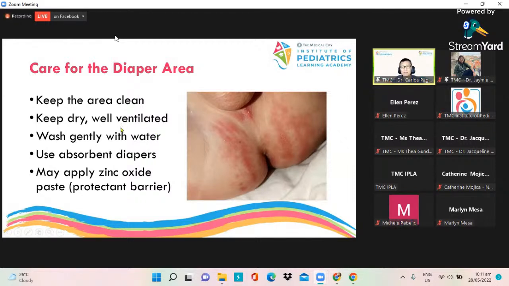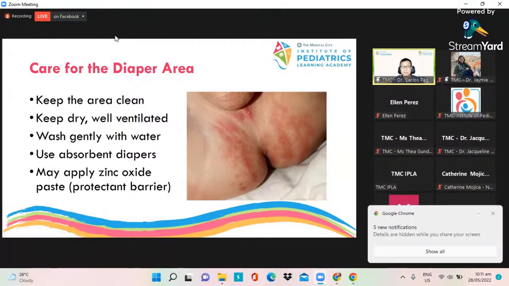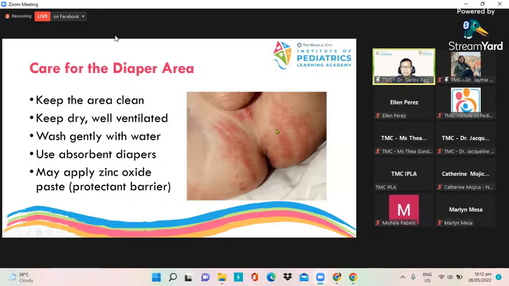You can, but you might produce more irritation. Also, I think you might be able to save a little bit of money if you just use simply clean cotton balls and just plain water. Diba? And paano to, Doc? Anong ibig sabihin ng keeping it dry and well ventilated?